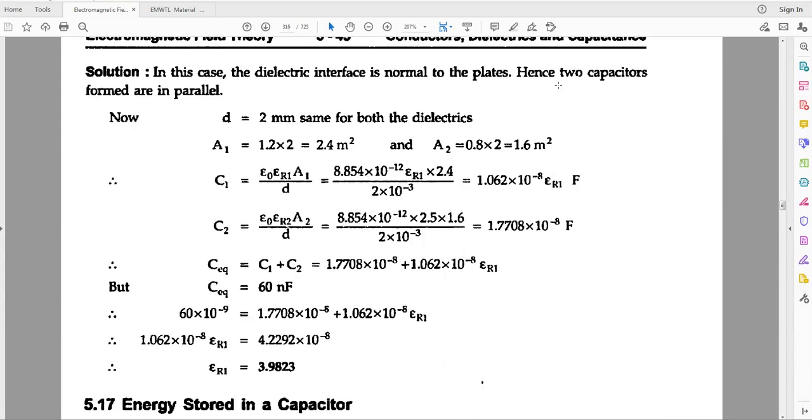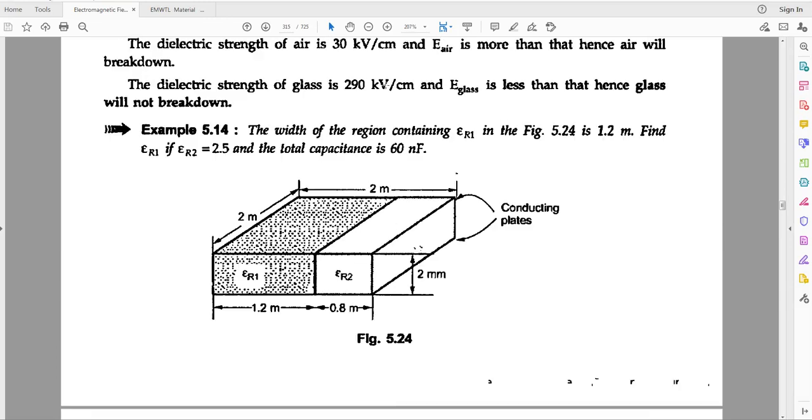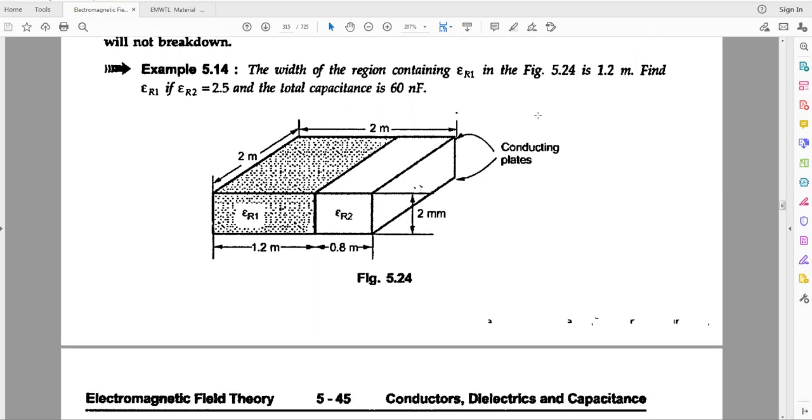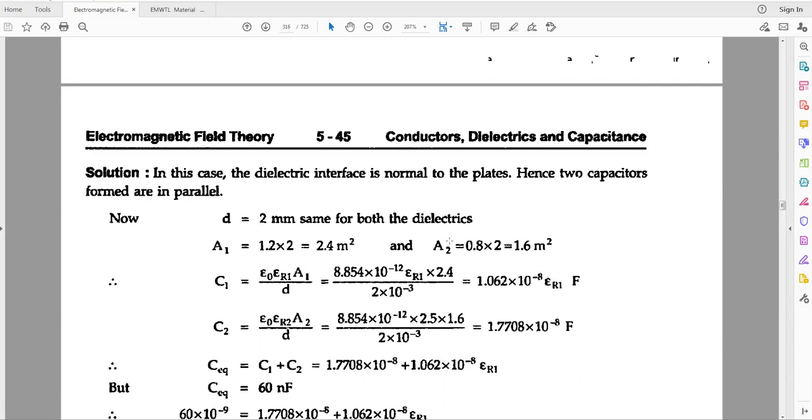In this case, the dielectric interface is normal to the plates. Hence, the two capacitors form a parallel combination. Given the diagram, the distance D between the two plates is 2 mm, not the diameter, sorry. It is the same for both dielectrics.